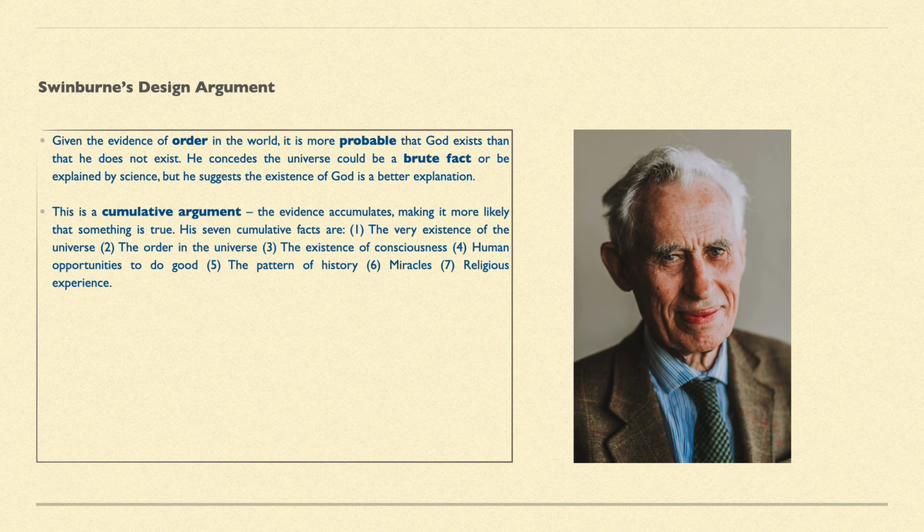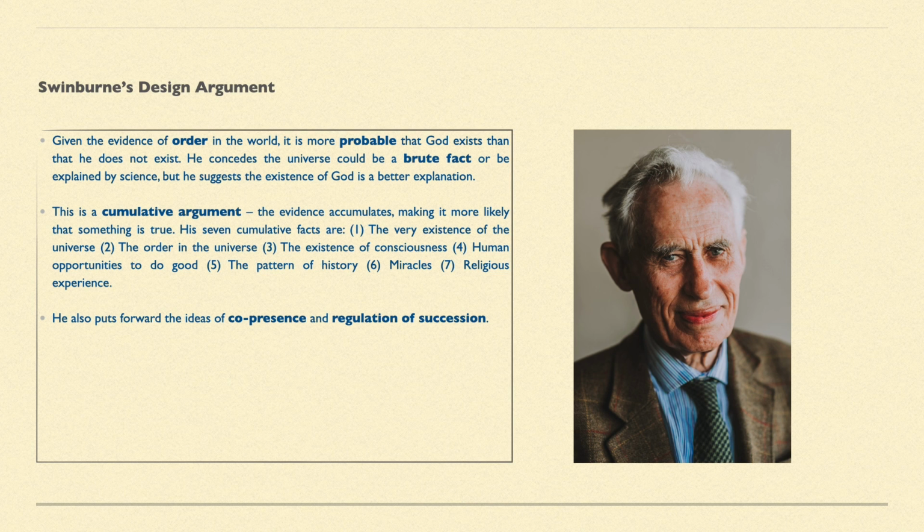Morality, for example. Fifth, that there is a distinctive pattern of history that we can look back on. Sixth, that there are some unexplainable things that seem to have happened, which people might refer to as miracles. And seventh, he uses religious experience on top of those things to point to the existence of a higher being.